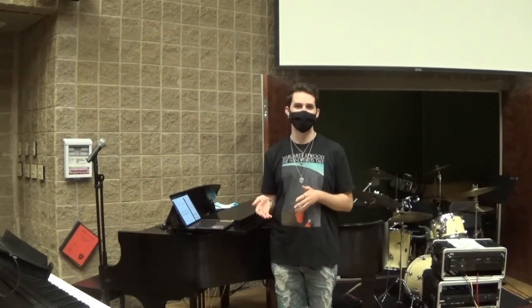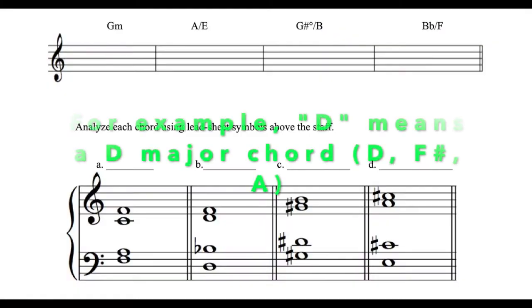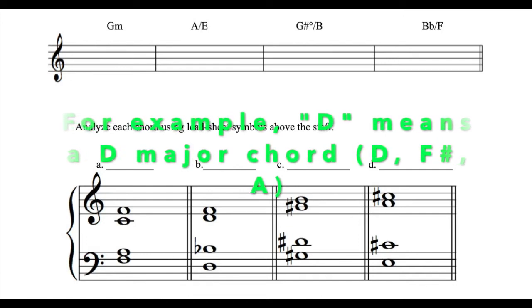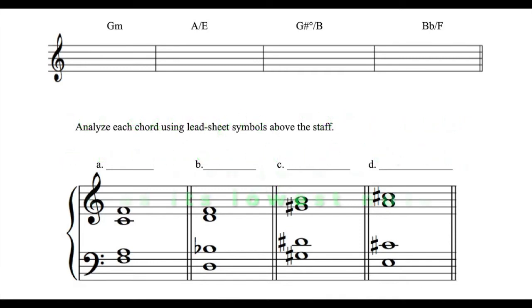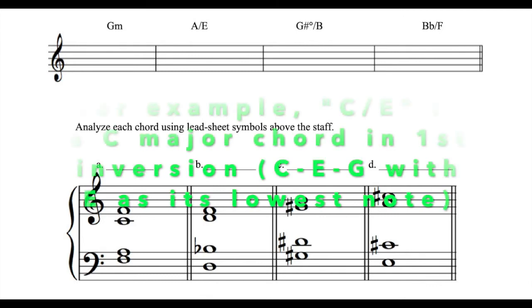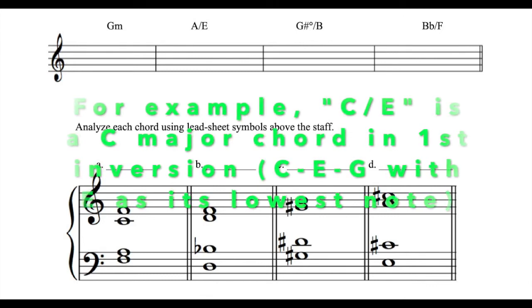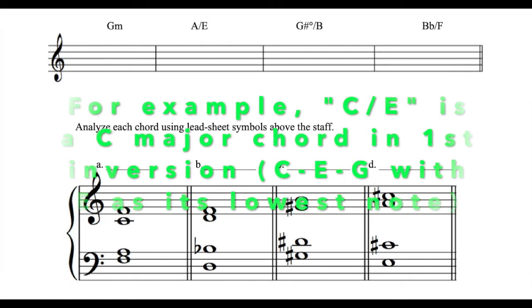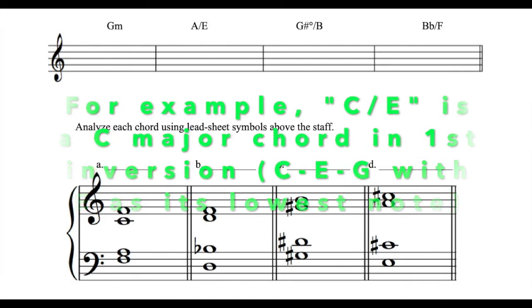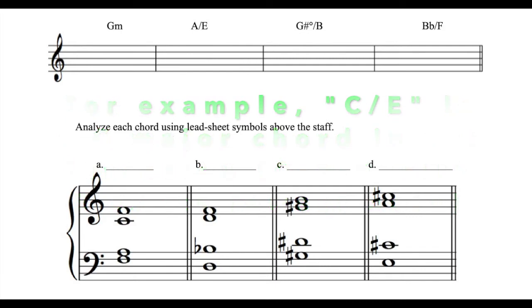In the lead sheet symbol section of the exam, you will first be given a lead sheet symbol and be asked to write the chord based on that symbol. So for example, if you were given a D, just the letter D, that would indicate a D major chord. So you would write the pitches D, F sharp, and A. If you were given a C/E, that would indicate a C major chord with an E in the bass. So you would write the pitches C, E, and G. As long as E is in the bass, then you're good to go.